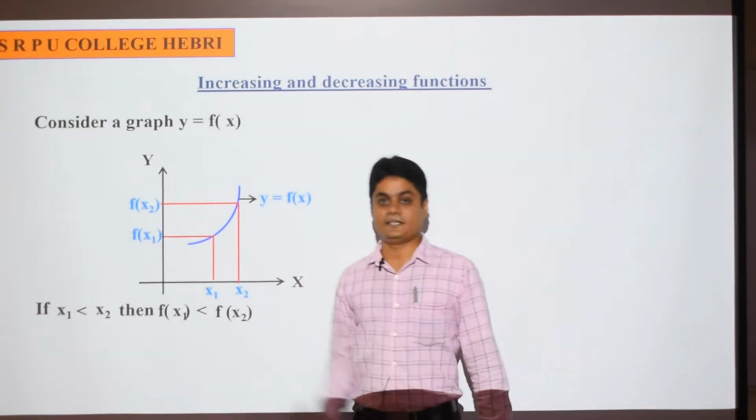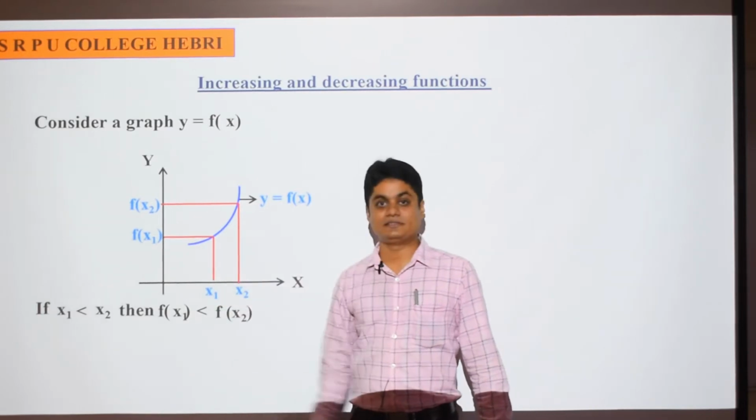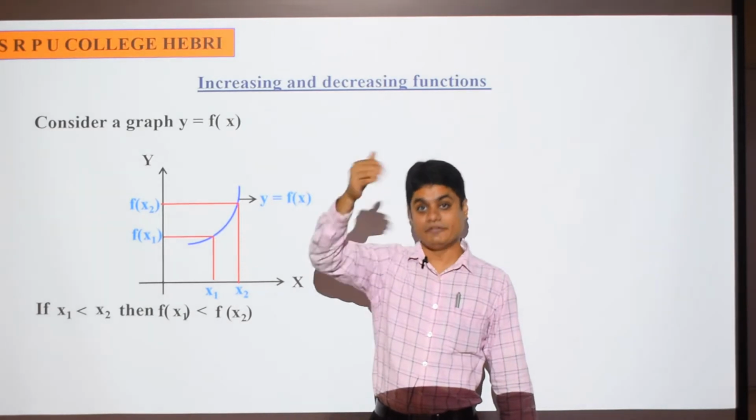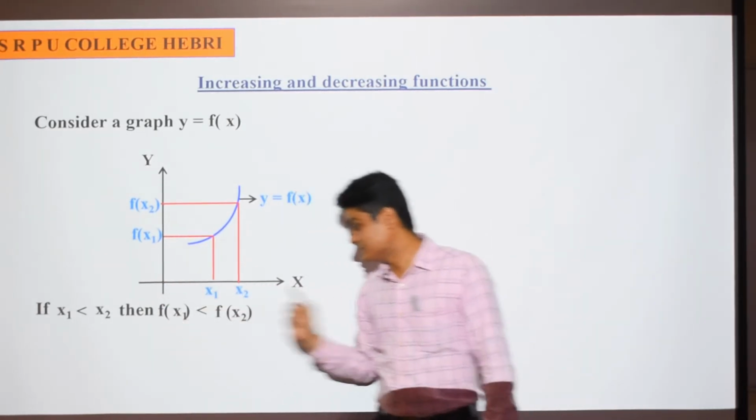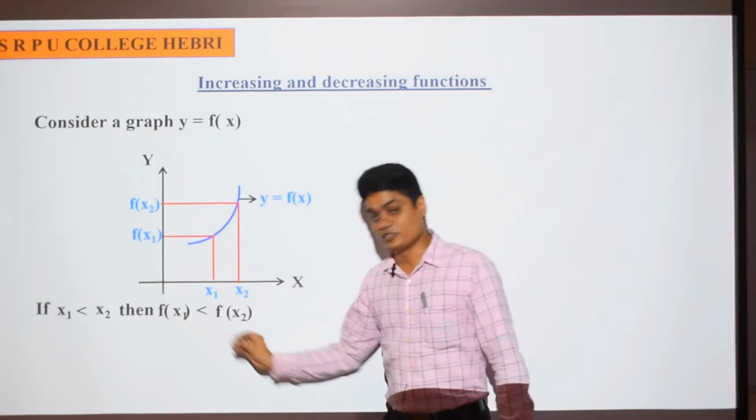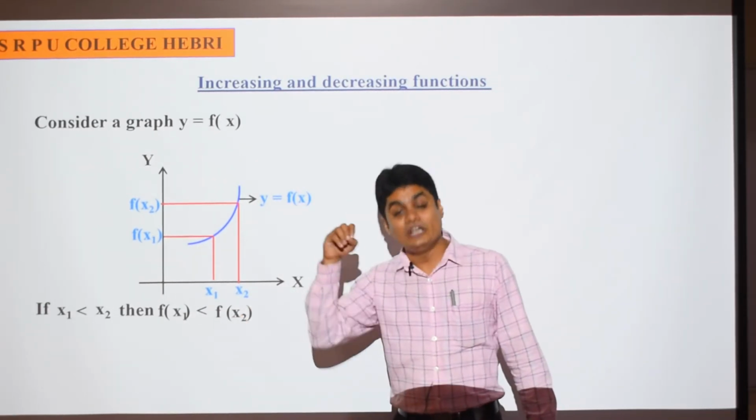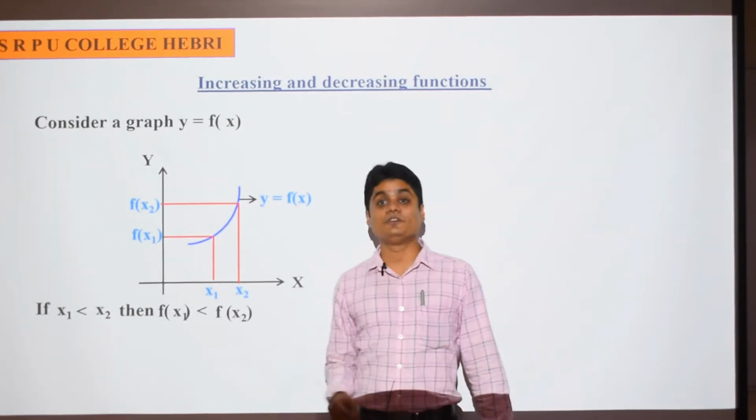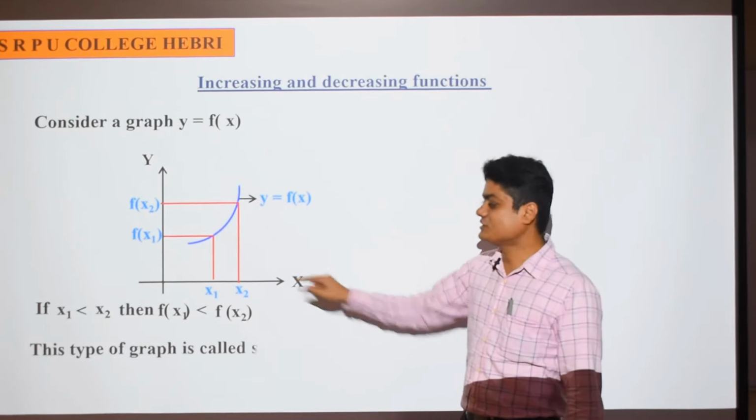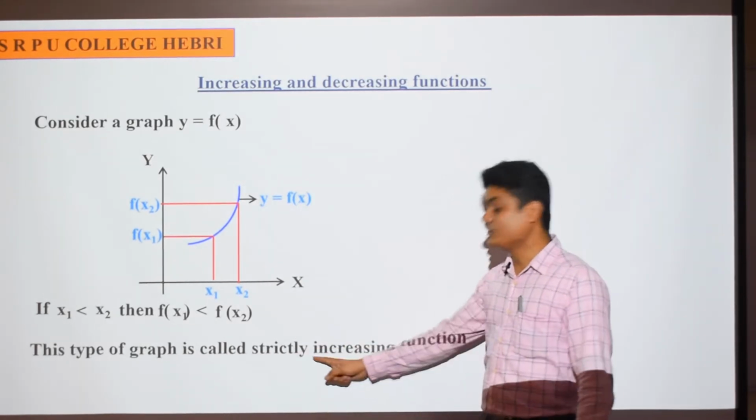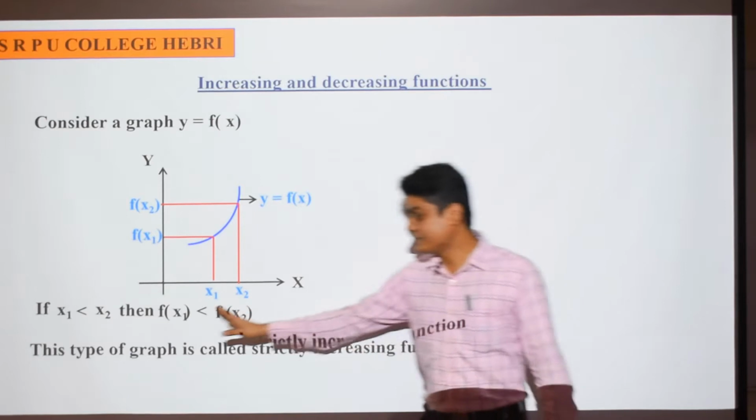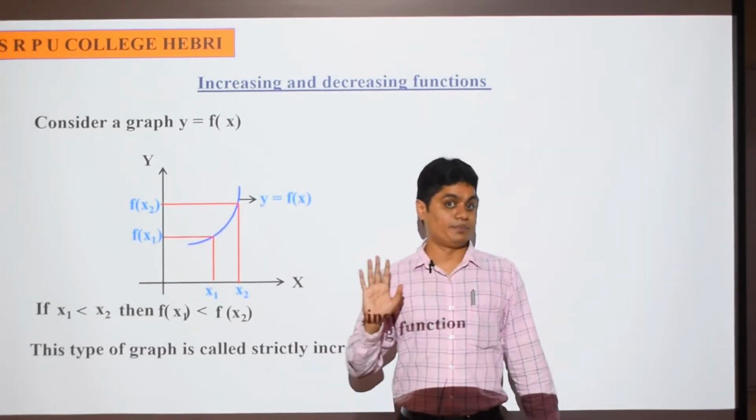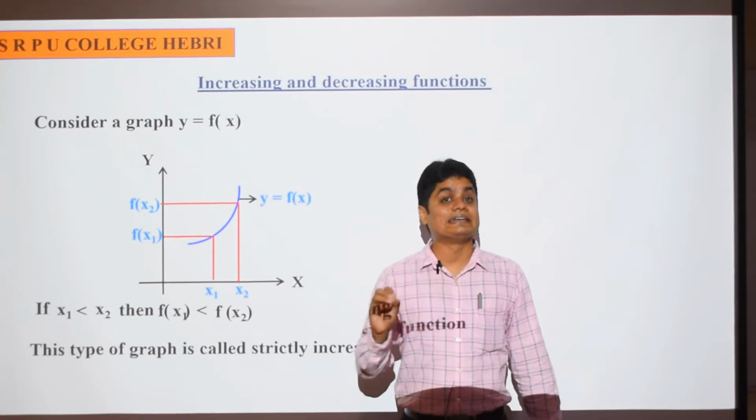Now compare these: which is more, which is less? Whichever comes above on the y-axis is more than the number which is below it. So f of x1 is less than f of x2. This condition is satisfied only by an increasing function, or in particular it holds only for a strictly increasing function. So if this condition is satisfied, then the graph is called a strictly increasing function. Remember, the graph is called a strictly increasing function.